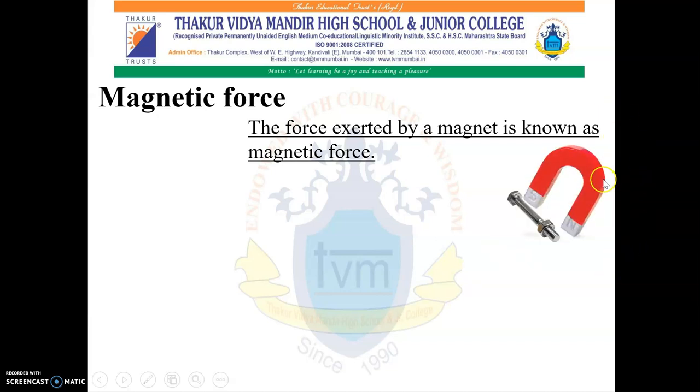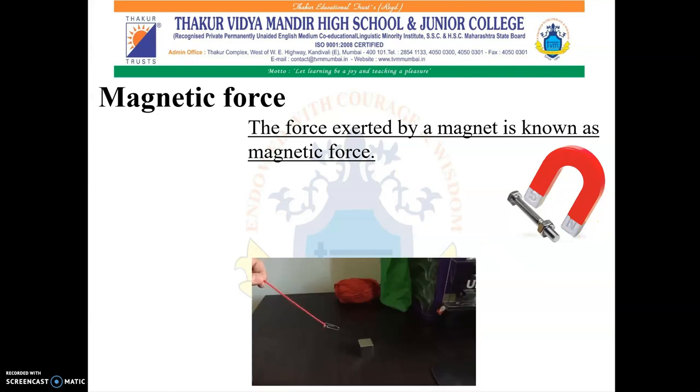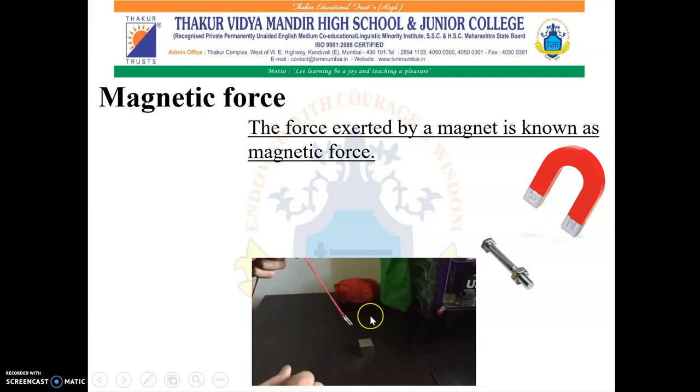Here in this picture, you can see a horseshoe magnet. When it is brought near an iron nail, the iron nail is attracted towards the magnet and sticks to it. In this picture, you can see an iron pin attached to a string, and when this pin is brought near the magnet, this is the magnet cube, the pin is getting attracted towards the magnet. So this force exerted by the magnet is known as magnetic force.